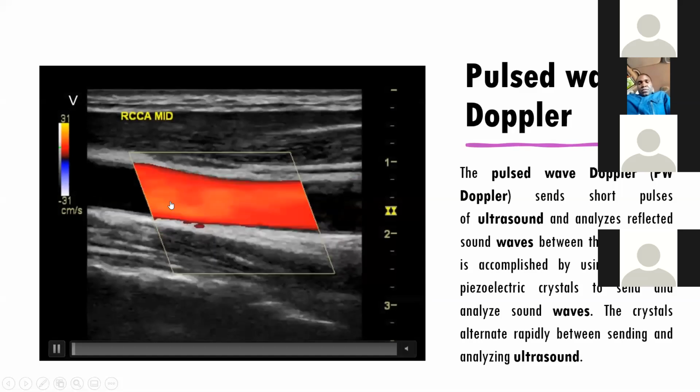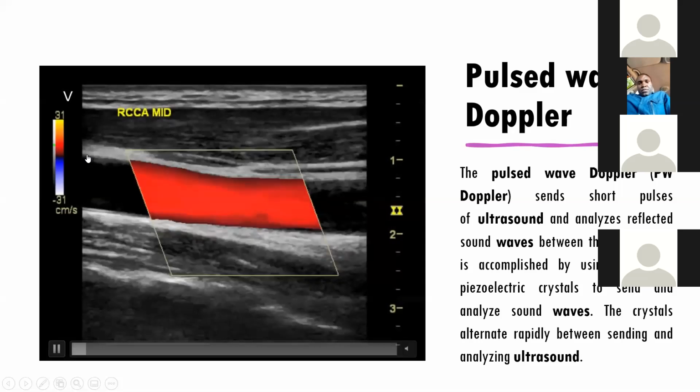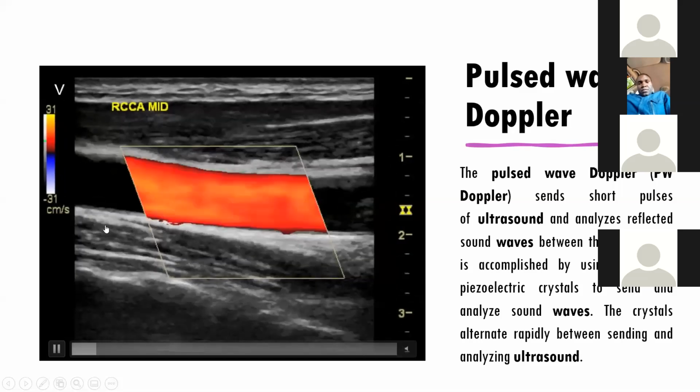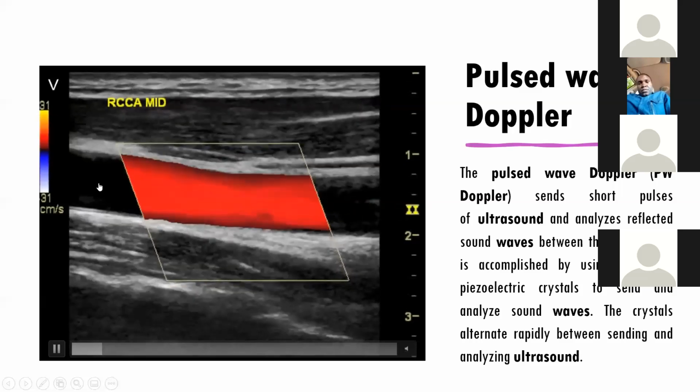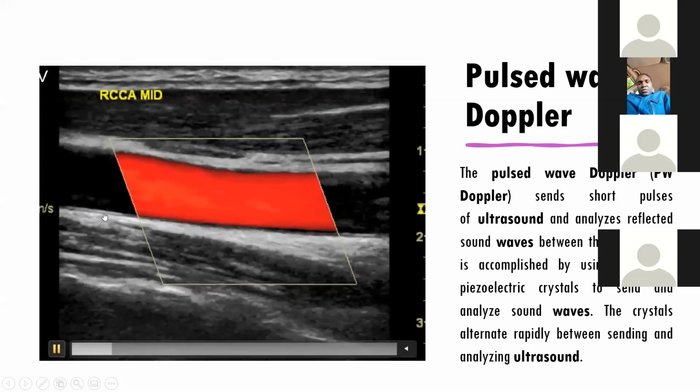Okay, here you see this is the blood vessel. This is the common carotid artery. You see it is anechoic because blood is present here. That's why in grayscale you will see the lumen appearing anechoic.